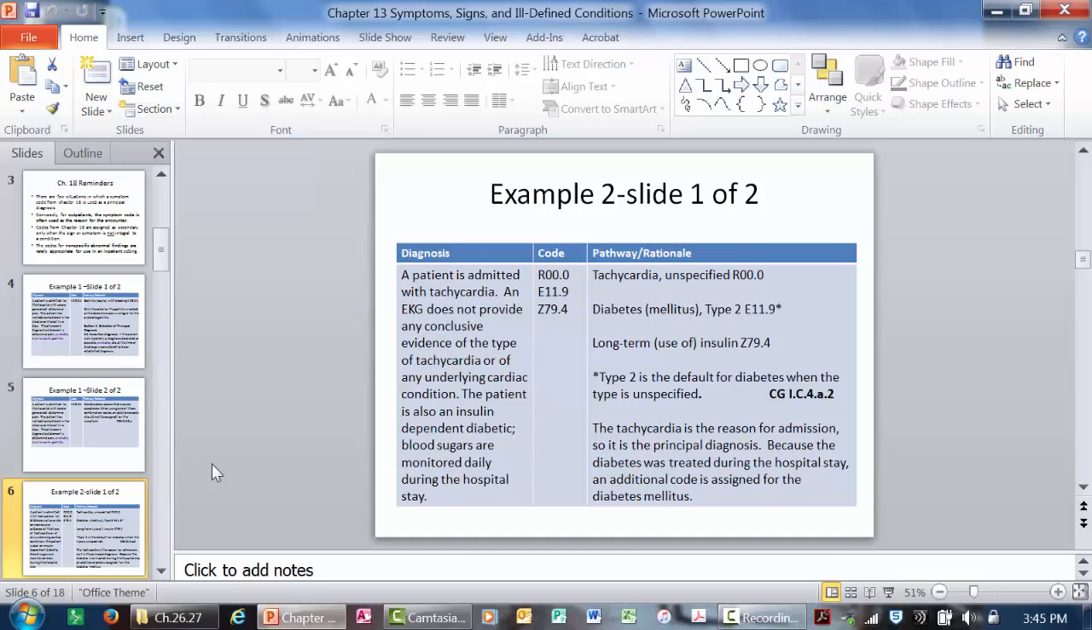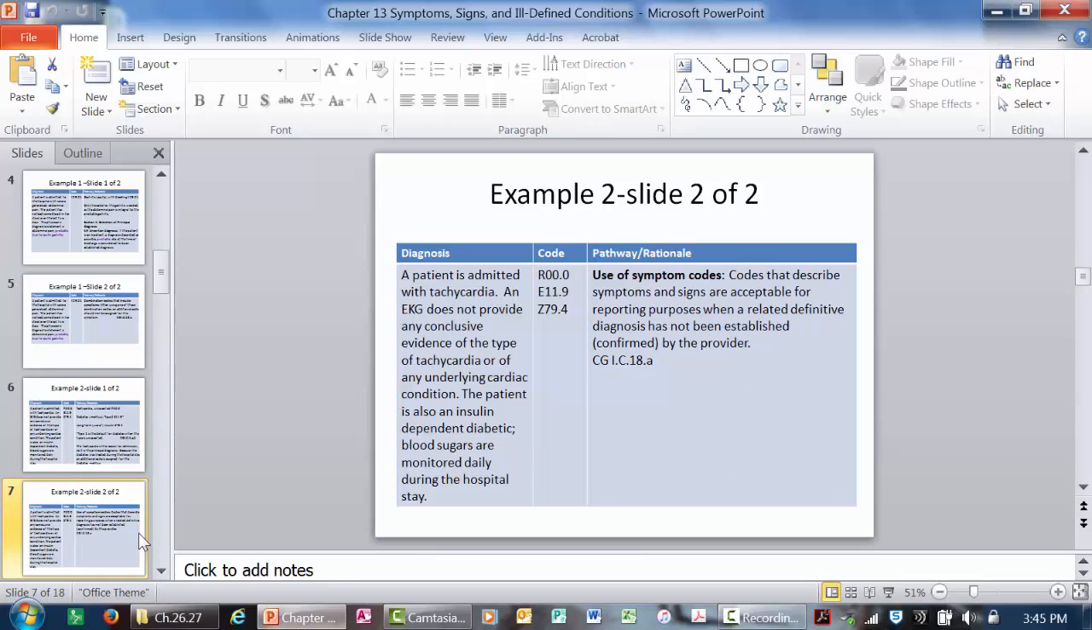A reminder from Coding Guideline Chapter 4, Type 2 is the default if we're not told what type of diabetes someone has. But we do use the tachycardia code as our principal because that's the reason why she was admitted to the hospital. We don't have a definitive diagnosis for what was causing that, so we use the symptom of tachycardia as a principal. And this is just a reminder of which coding guideline I used.